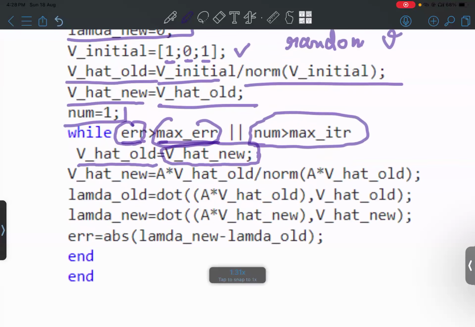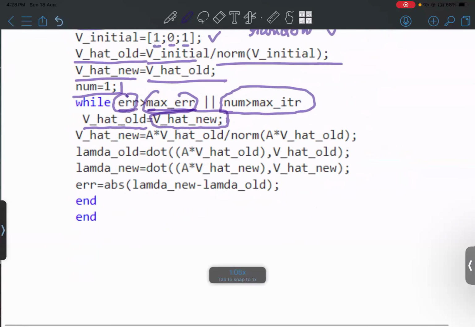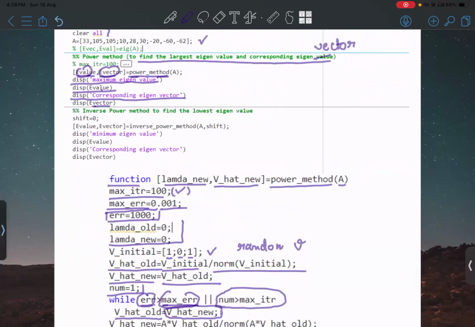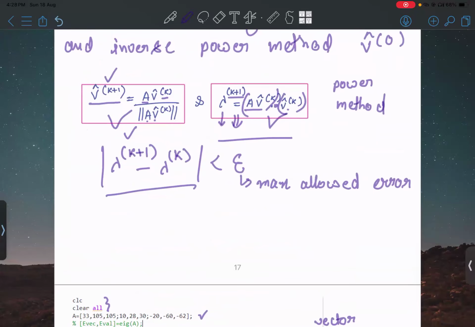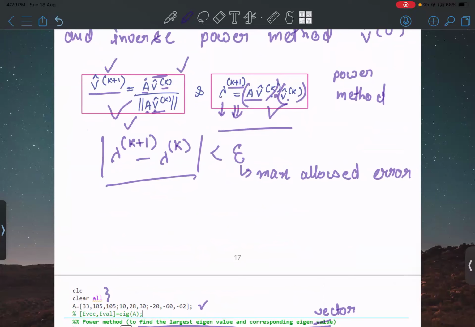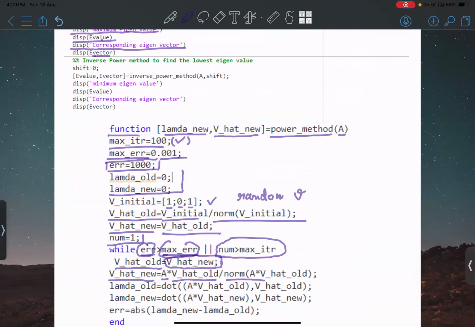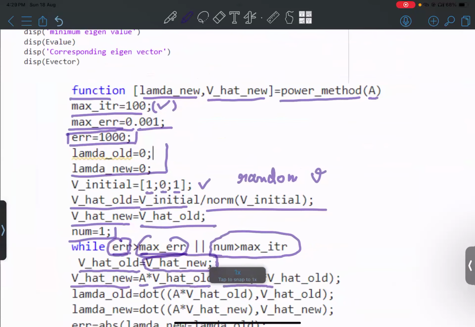Here I will define: v hat new will be equal to A multiplied by v hat old, divided by the norm of A multiplied by v hat old. This is the formula, na? V hat new equals A times v hat old divided by the norm of A times v hat old. This is the formula I have written here. This is the main formula.